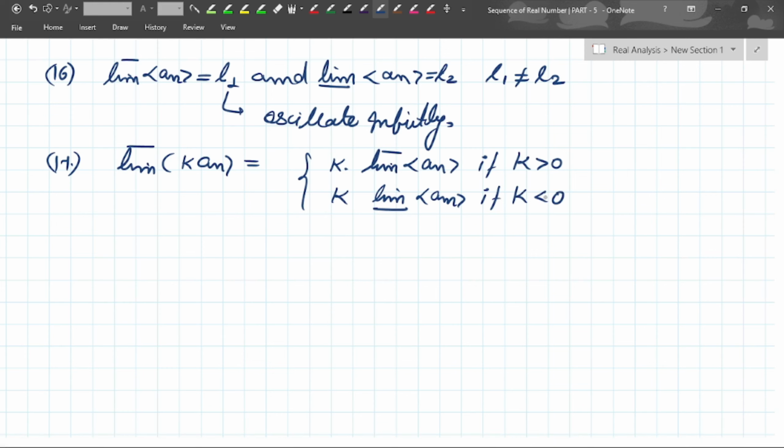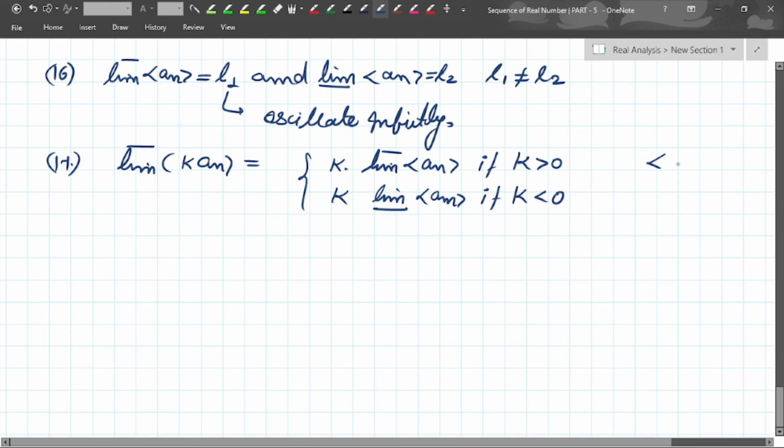it means that if you are finding the limit superior of, let's say, 2an, now if your 2 is positive, the limit superior will be multiplied like this. And if you are finding the limit superior of, let's say, minus of 2an, then the limit superior of this will be the limit inferior of 2 into an, because of this minus.